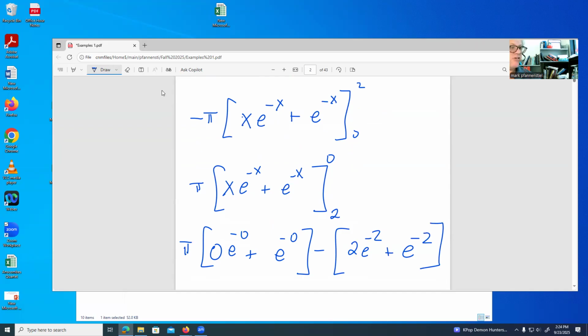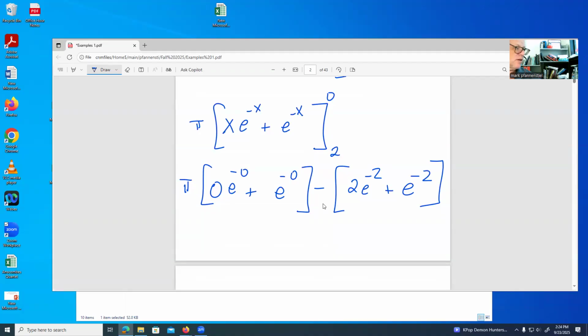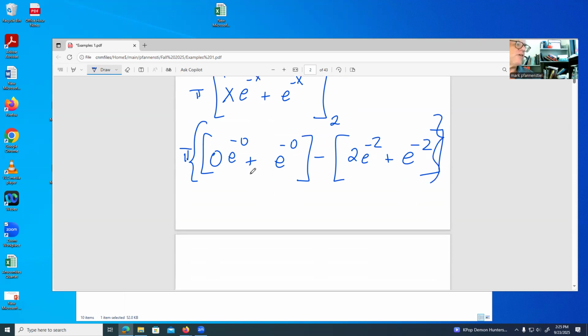It's just plugging in my zeros and plugging in my 2, and then we're ready to go on with what's going to happen with this. We'll make sure we're multiplying the whole thing by pi and not just that first part. Here's why I did this: 0 times e to the 0, I don't care what e to the 0 is anymore because it's 0 times that. So this whole thing is 0, and then e to the 0 is plus 1.